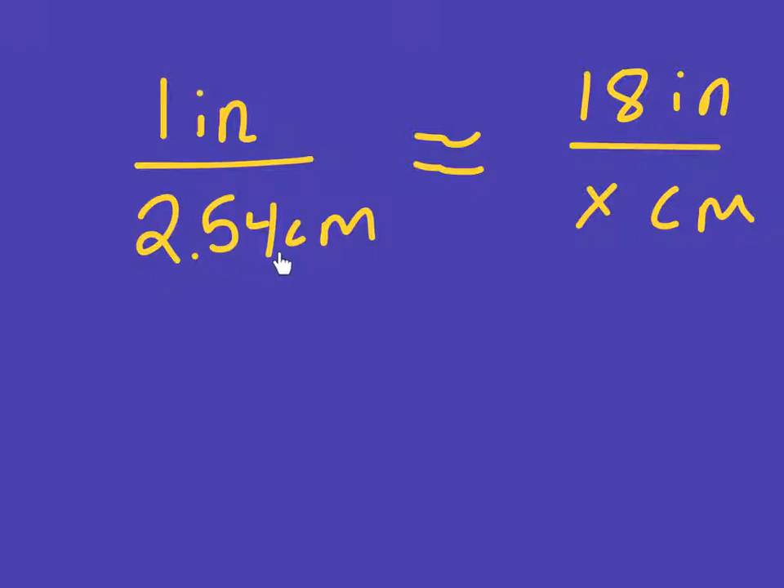In my problem, I knew that I had 18 inches, but I'm looking for how many centimeters it is, and I don't know, so I substitute an x in there. From here, I just cross multiply. X times 1 is simply x.